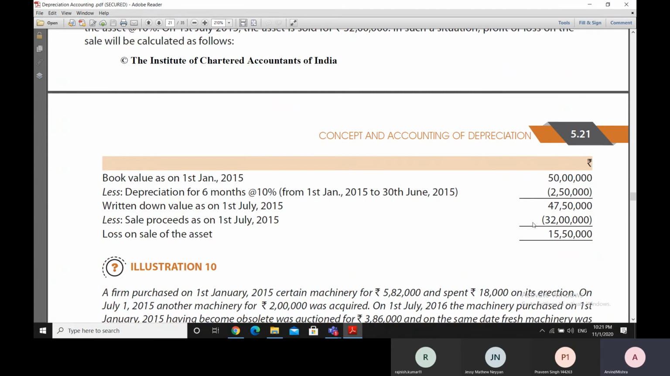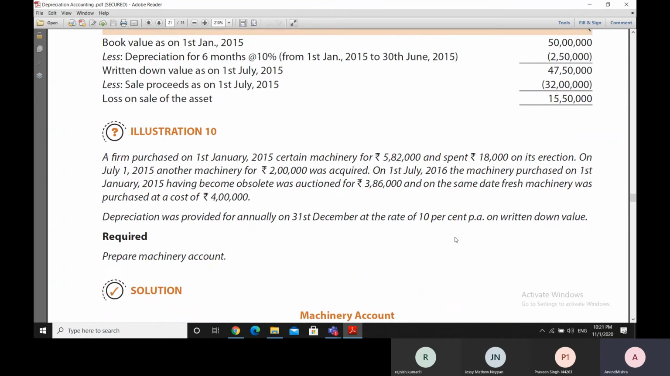The sale proceeds that we are getting is 32 lakh rupees from this. So we are going to lose here because we have a written down value of 47,50,000 rupees, but the asset is being sold for 32 lakh rupees. Therefore, a loss on the sale of 15,50,000 rupees is happening here.